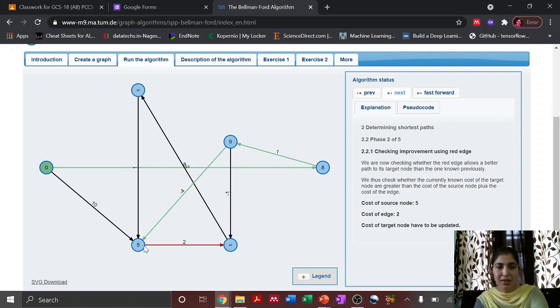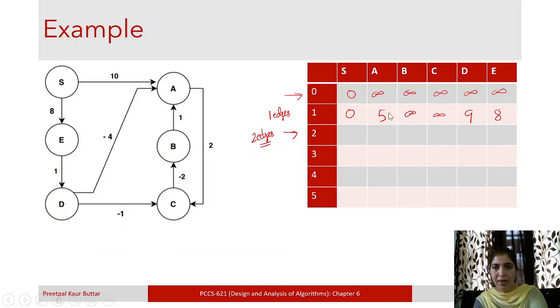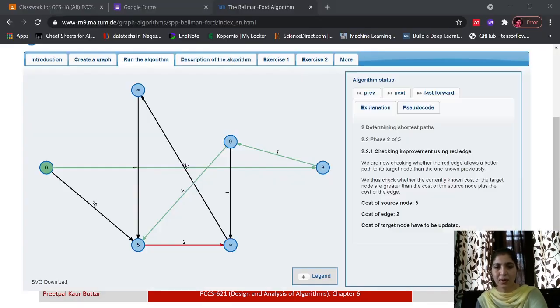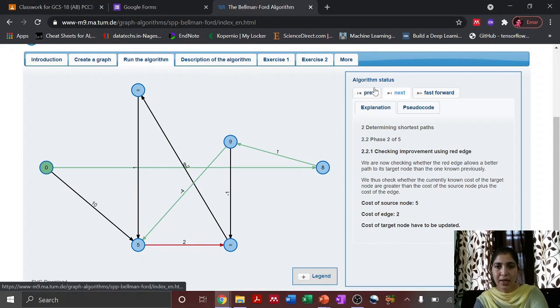First we are considering this 5, the distance of the source, and from the source to the destination the distance is 2. 5 plus 2 is 7, which is better than infinity, so we will update it. This is node A, and from node A we are going with distance 2 to another node. This means we are updating the distance of C, right? It will be 7, so it will be updated.